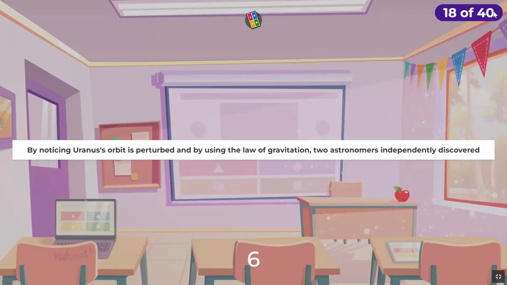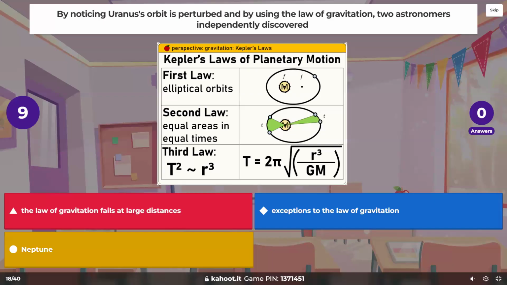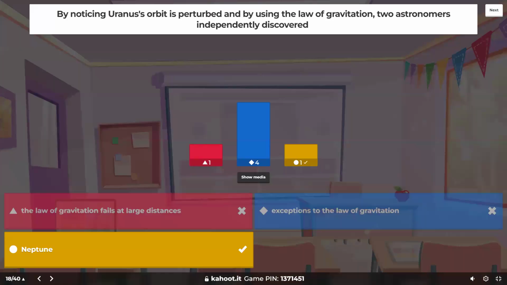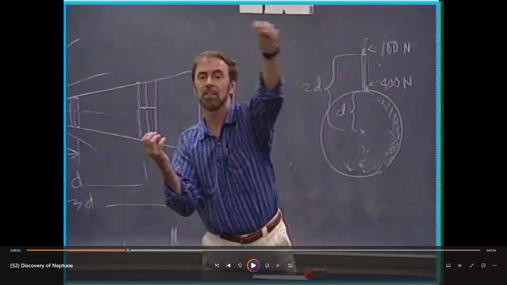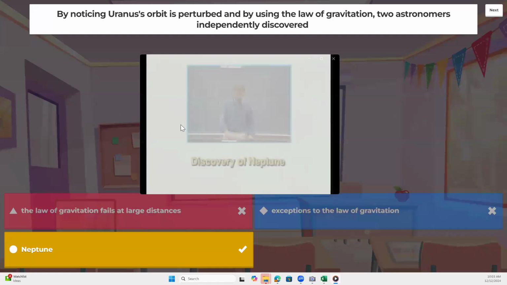Noticing Uranus's orbit is perturbed and using the law of gravitation, two astronomers independently discovered. All right, let me play this for you guys again.